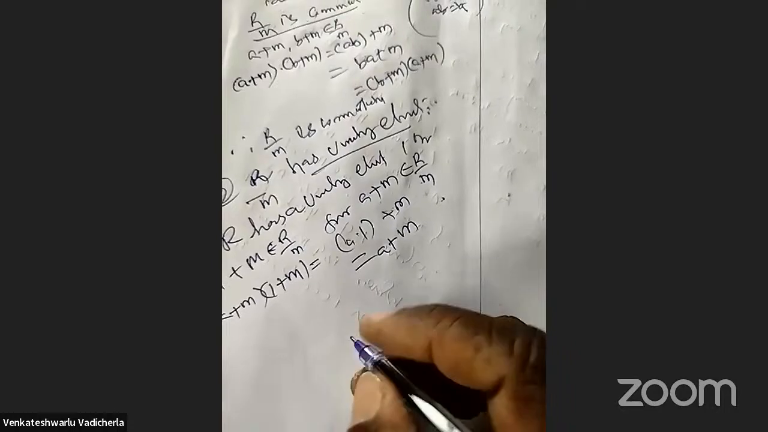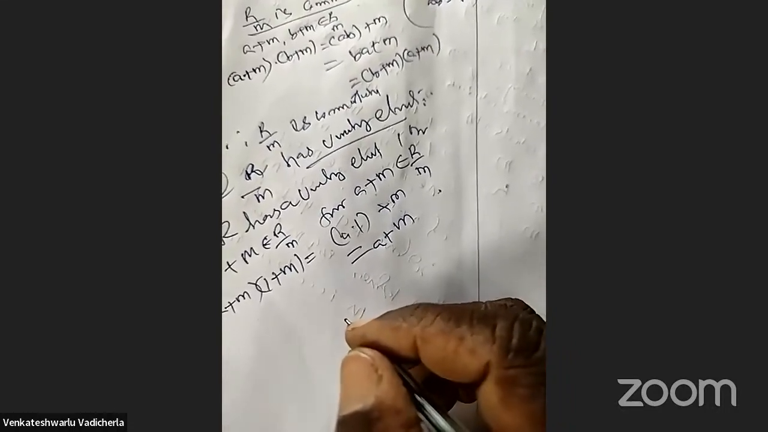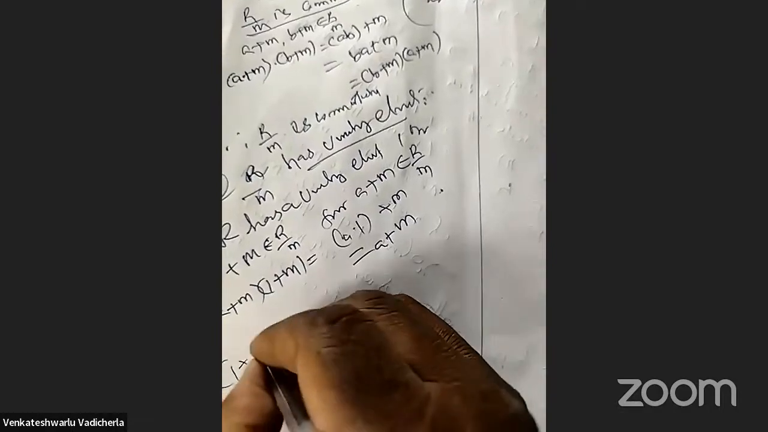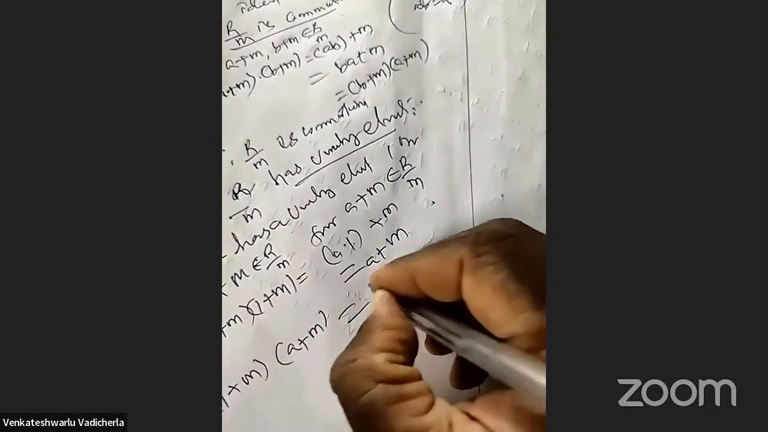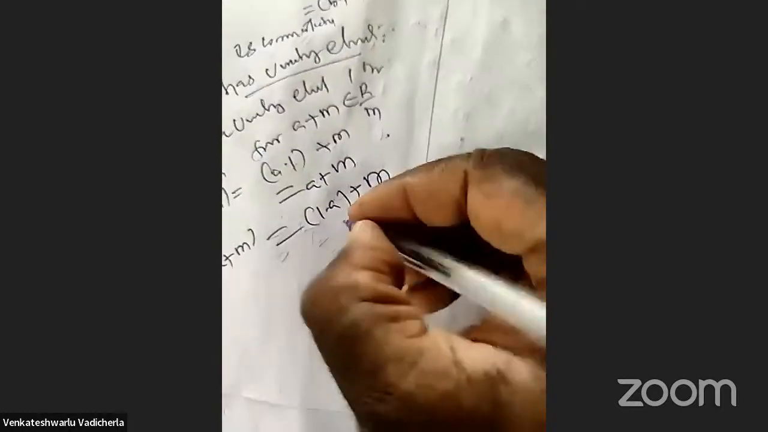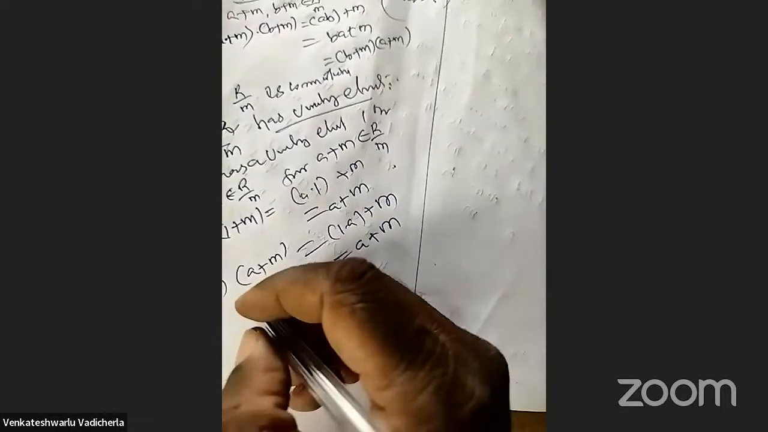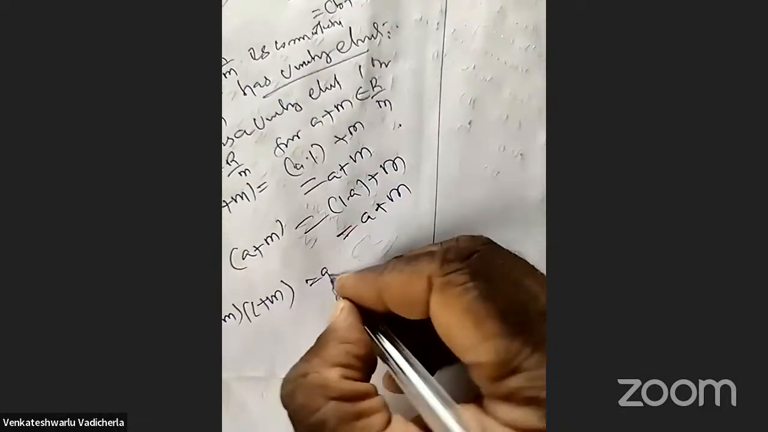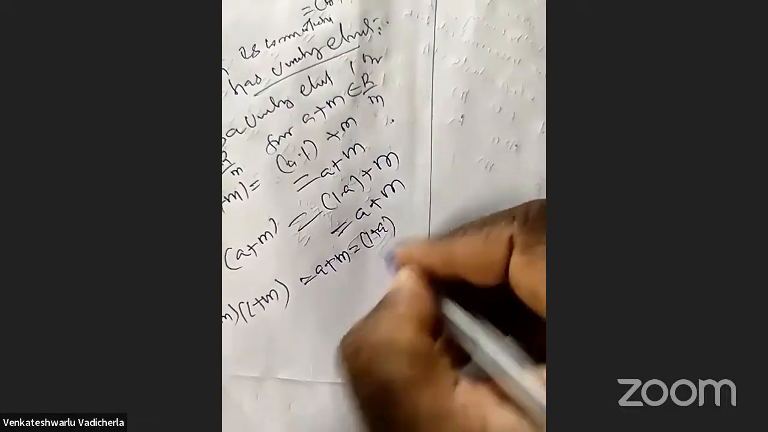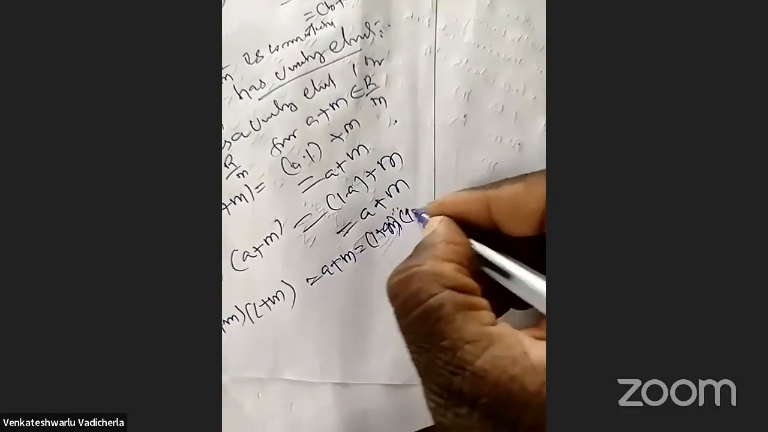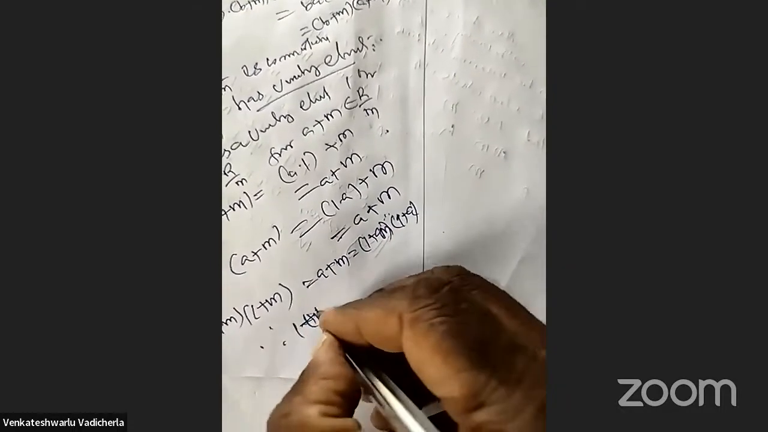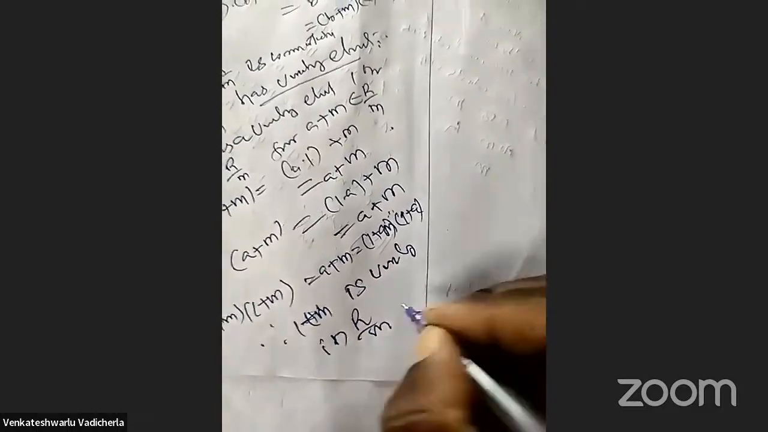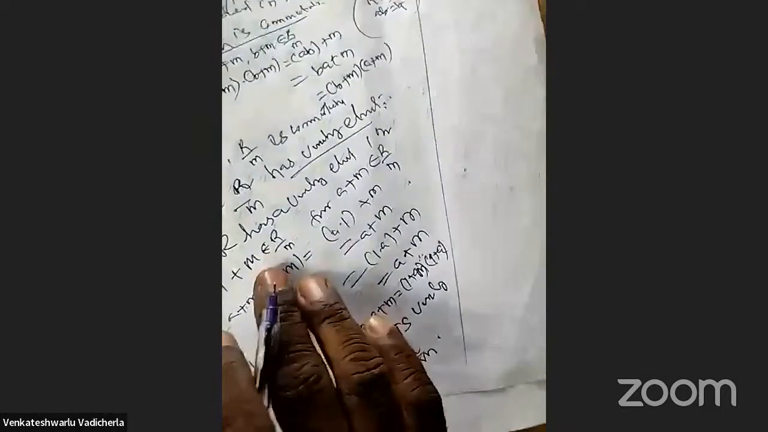That is a·1 + M, which is a + M. Similarly, (1 + M)(a + M) is 1·a + M, which is a + M. Therefore, 1 + M is the unit element, the unity in R/M.